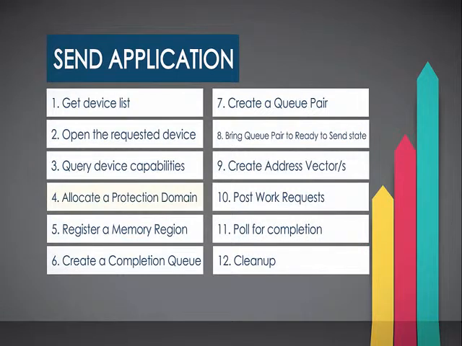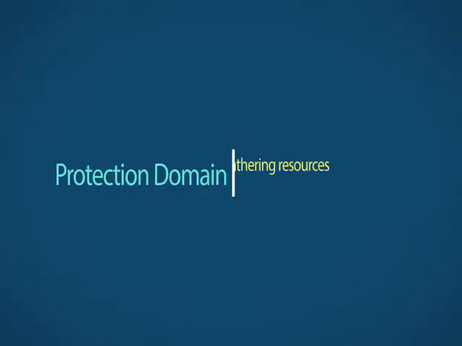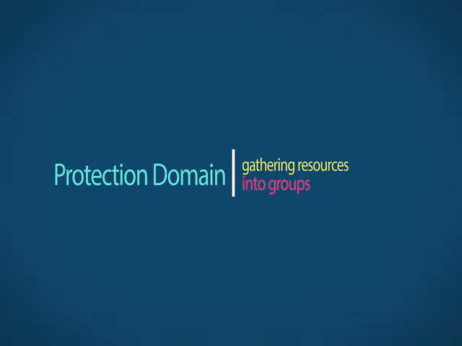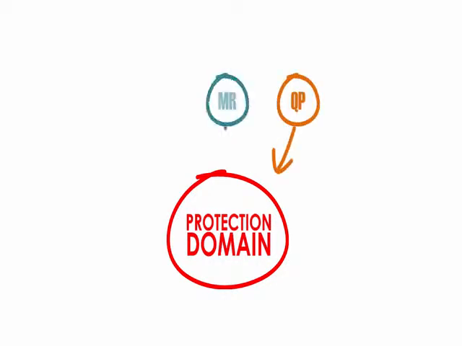In this tutorial, we will learn how to allocate a protection domain. A protection domain is a way of gathering resources into groups. Resources of the same protection domain group are allowed to interact with each other, while resources of different protection domains are not allowed to do so.